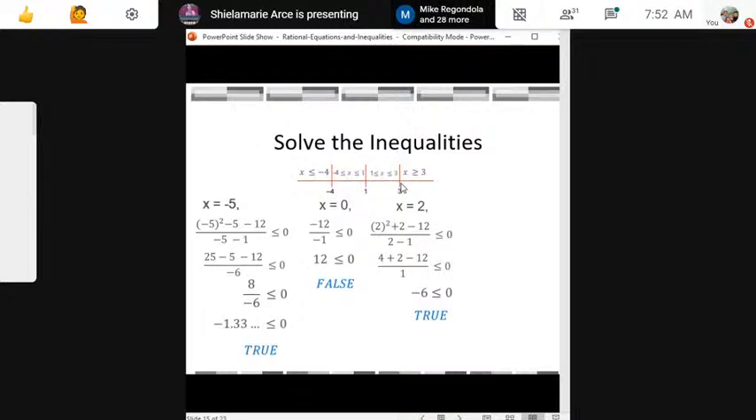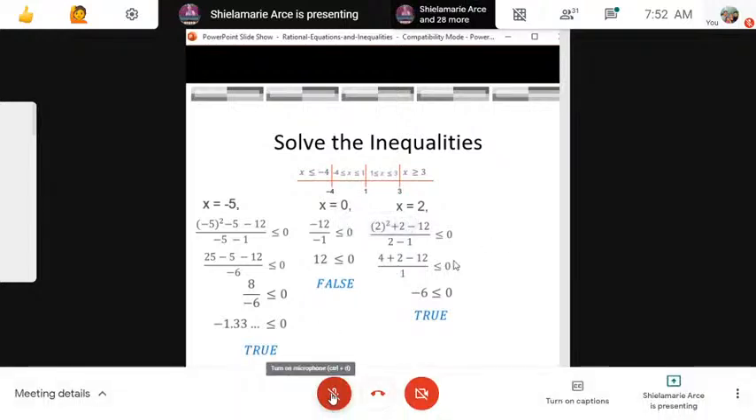Okay, tingnan natin kung kasama si 3. If x is equal to 3, ano maging value ng ating inequality? So magiging 9 plus 3, 12 minus 12, 0. Tama ba? 0 is less than or equal to 0. That means 3 is part of the solution set.